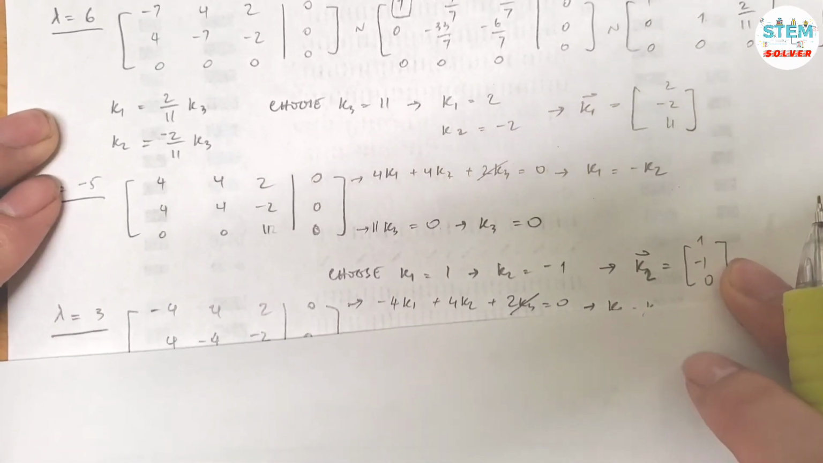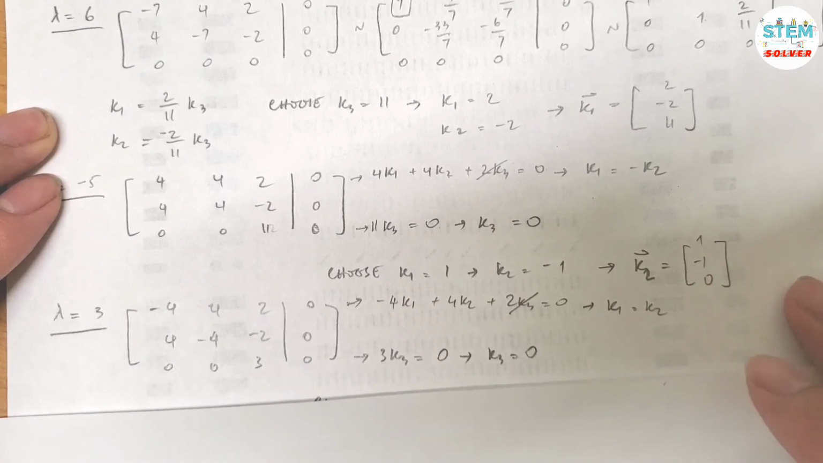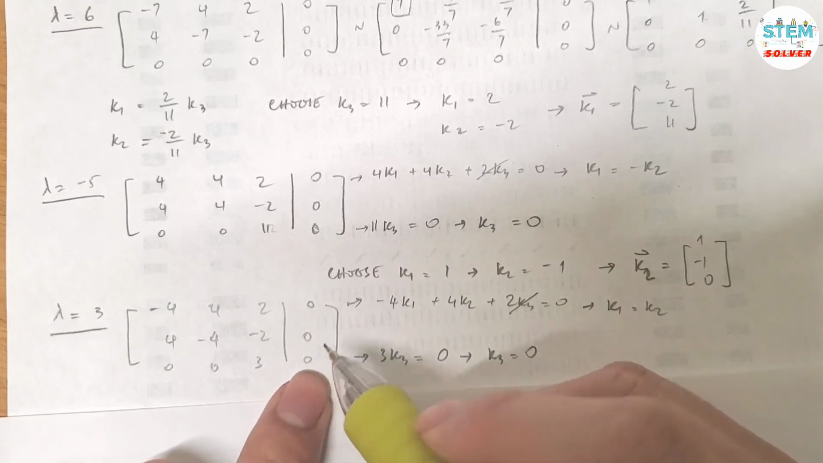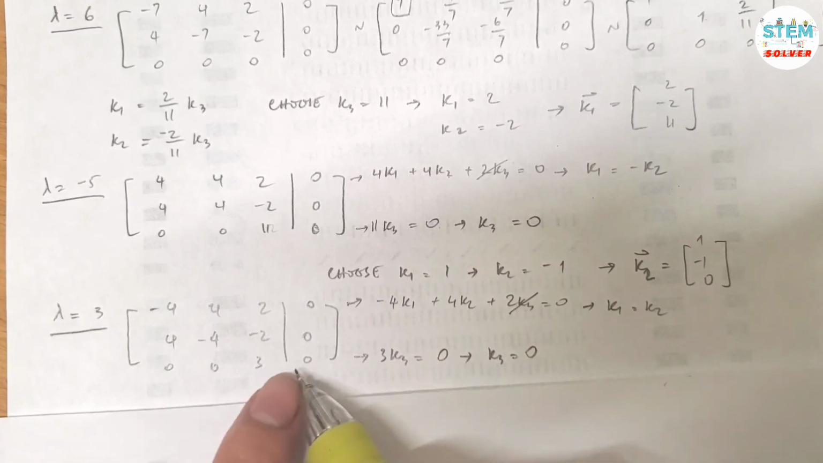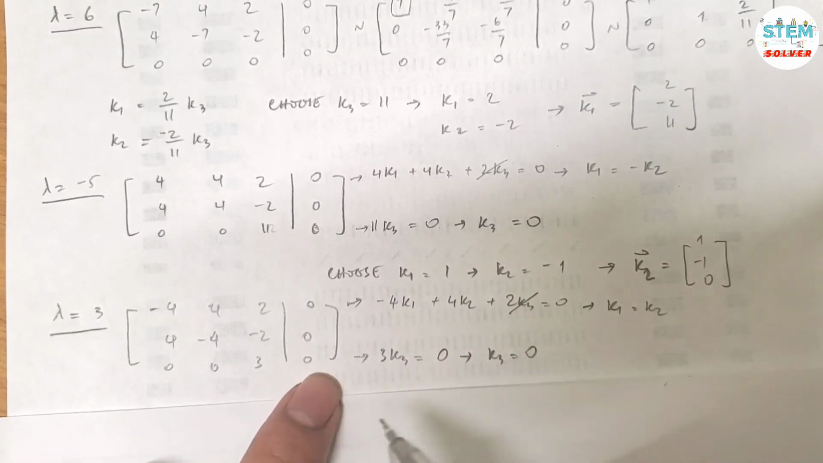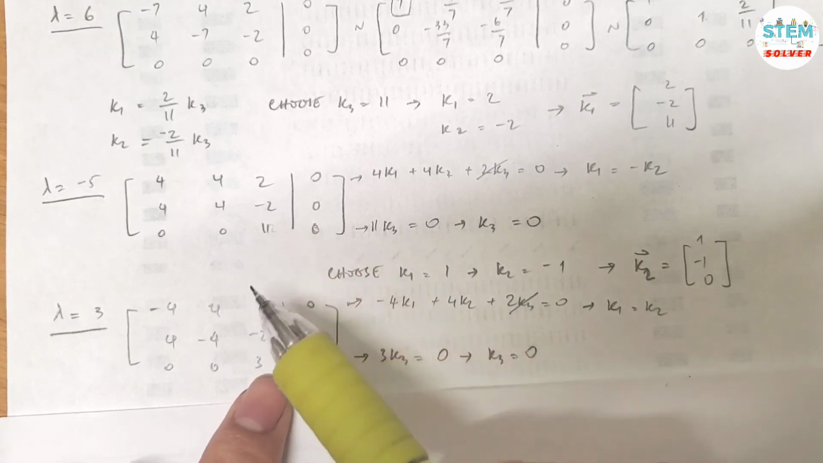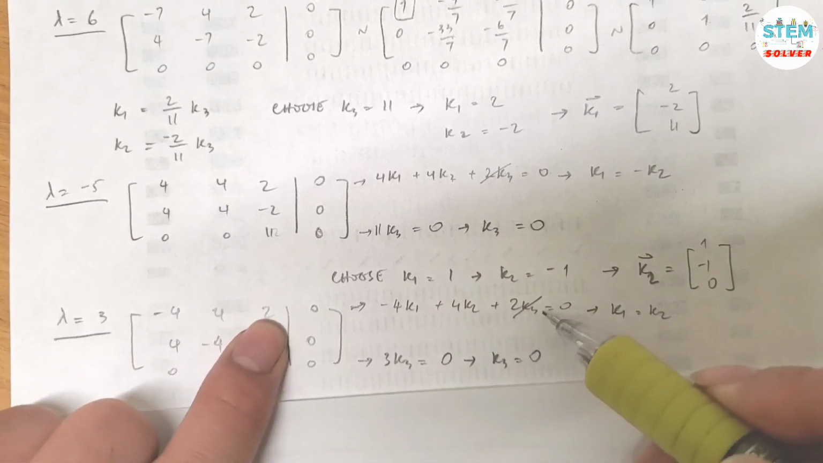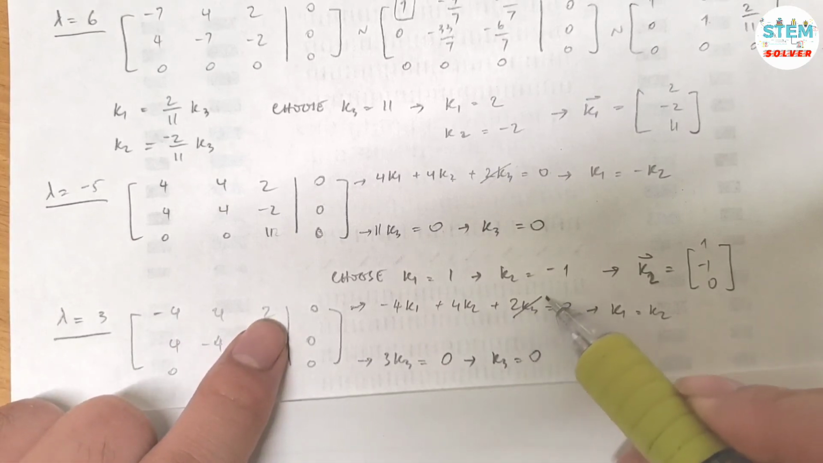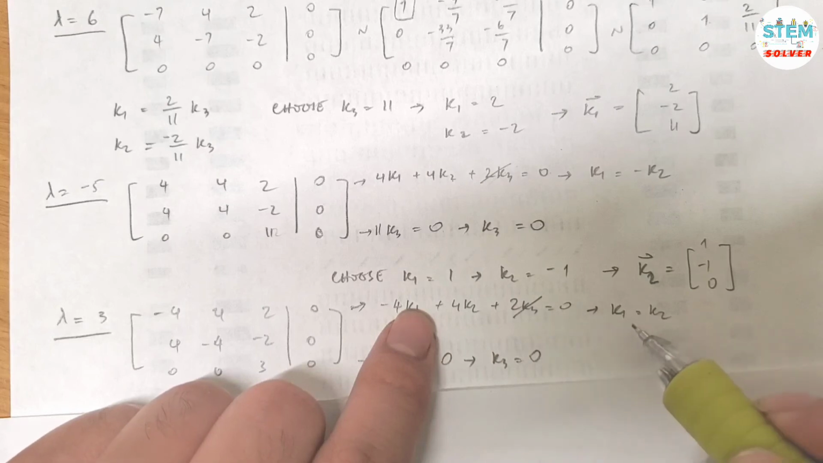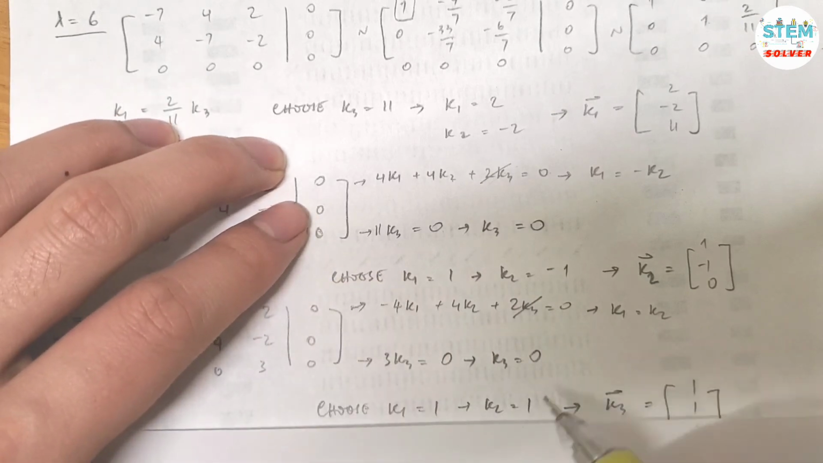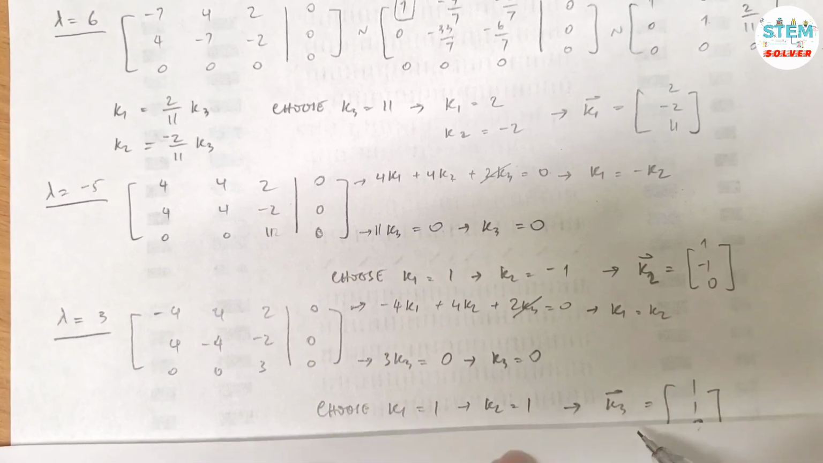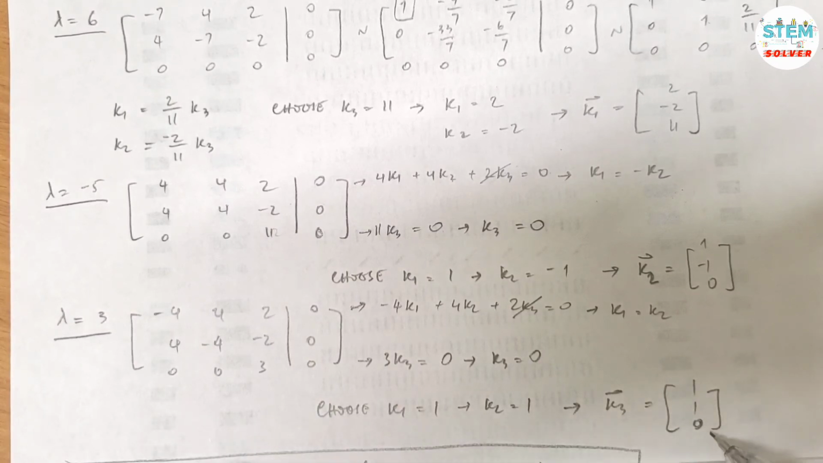Again, you are going to repeat this process one more time for lambda equals 3. Plug it into A minus lambda I, you will get this matrix augmented with 0. From the third equation, I found out that k3 equals 0. So this is similar to the previous one. Use the first equation, -4k1 plus 4k2 plus 2k3 equals 0. Since k3 equals 0, ignore it. Solve for k1, I got k1 equals k2. Again, choose k1 equals 1, then k2 equals 1. Then my vector k3 equals 1, 1, 0.